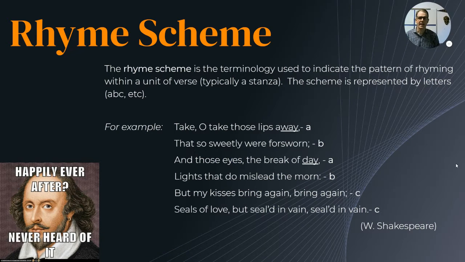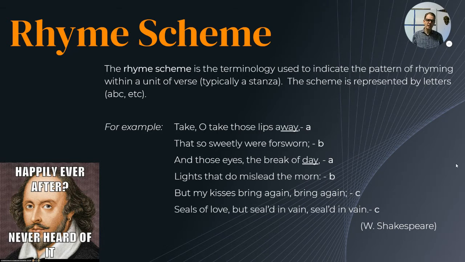All right, let's try that. Okay, so we have rhyme scheme. The rhyme scheme is a terminology we use to indicate the pattern of the rhymes within a unit of verse, typically a stanza. The scheme is represented by letters A, B, C, maybe D, E. It depends on how much rhyme is within the poem.